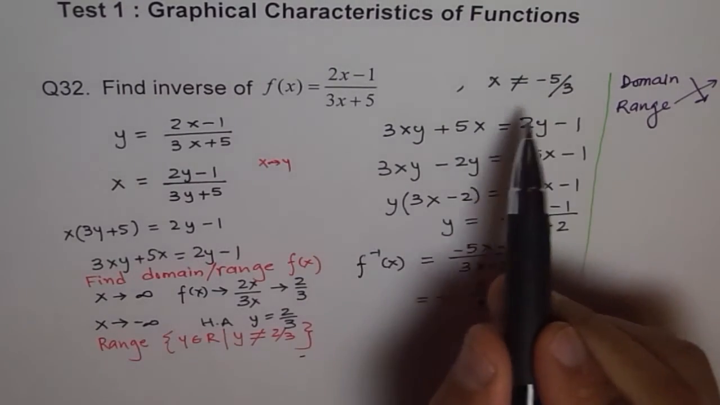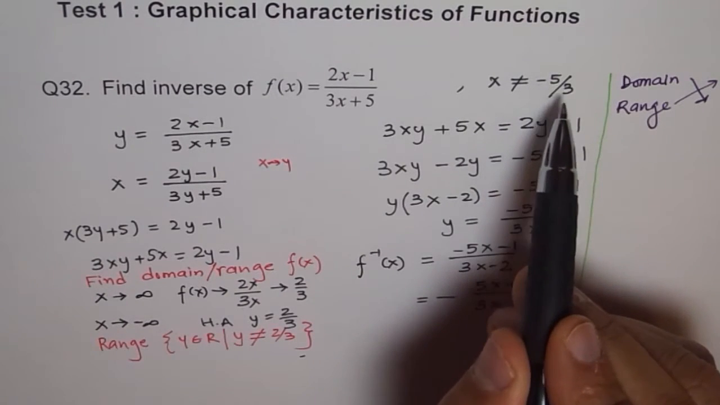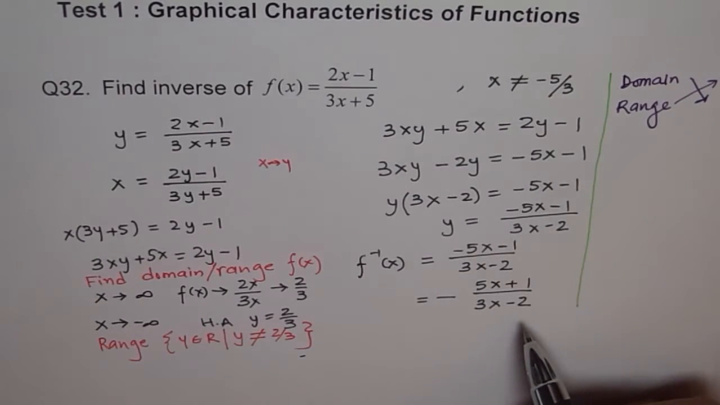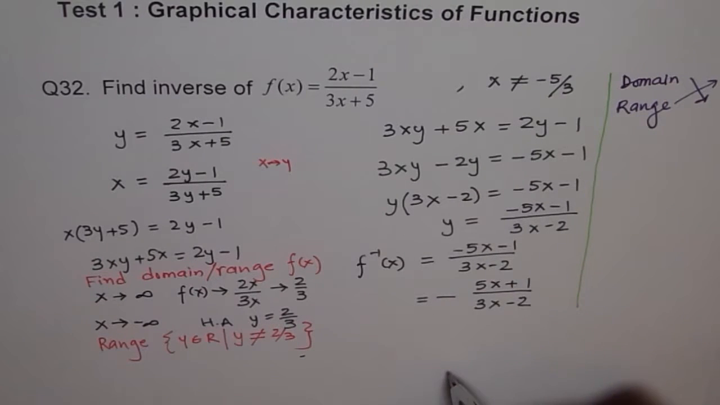So if in the function we have a restriction on domain that it is not equal to minus 5 over 3, then in the inverse we should have a restriction on the range, 5 over 3. Do you see that 5 over 3? Minus 5 over 3. Do you see that? So that is what I'm trying to highlight here.